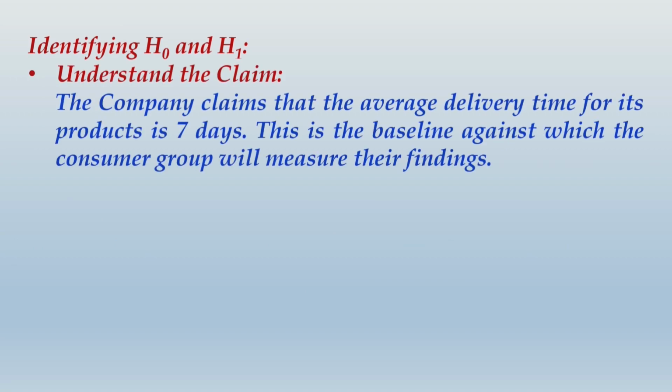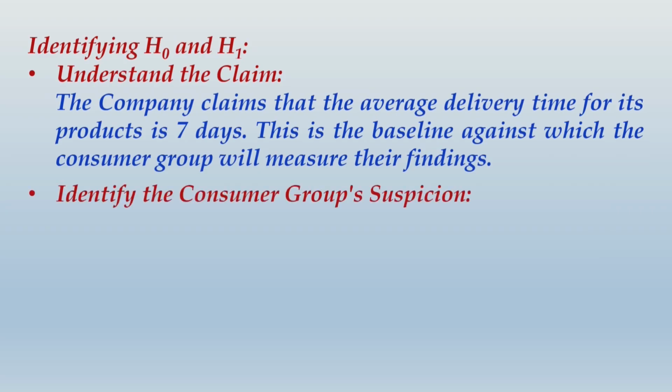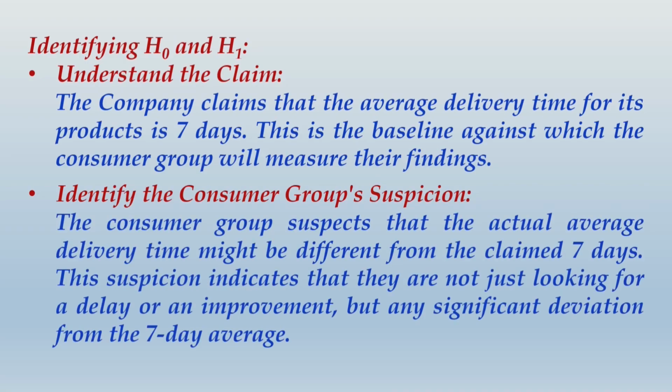The company claims that the average delivery time for its product is 7 days. This is the baseline against which the consumer group will measure their findings. Identify the consumer group's suspicion. What is the suspicion made by them?